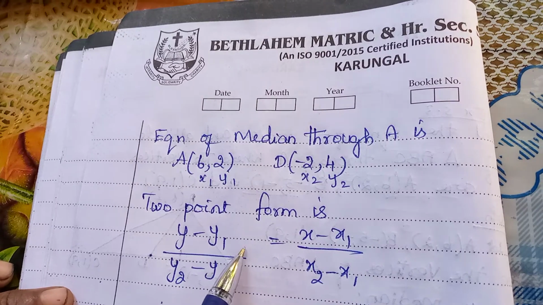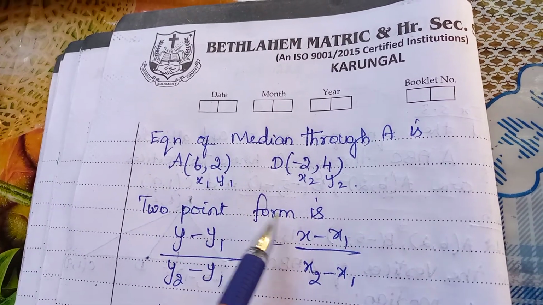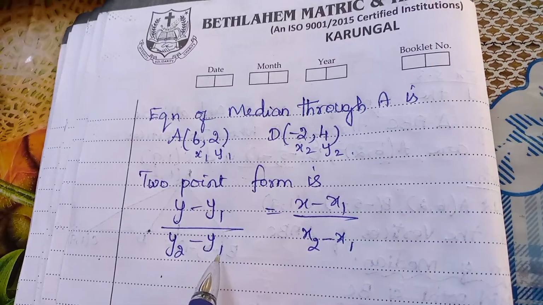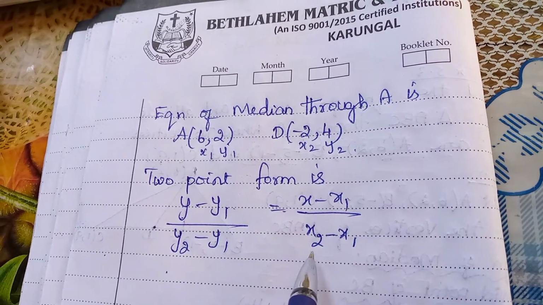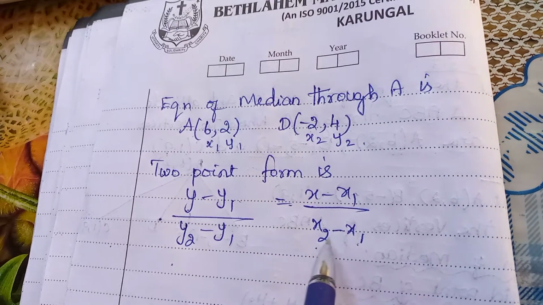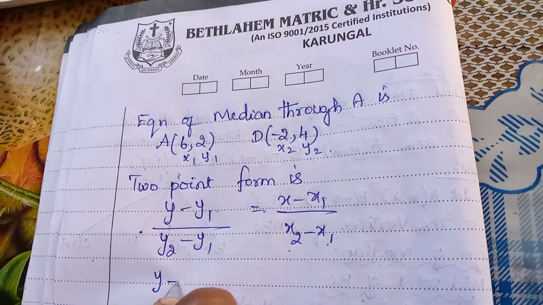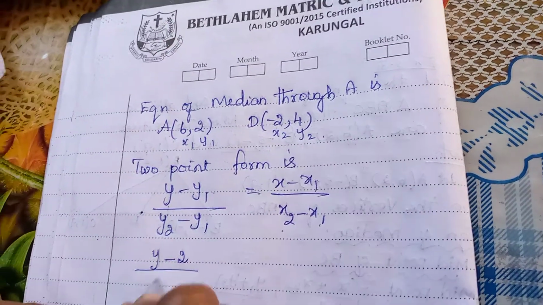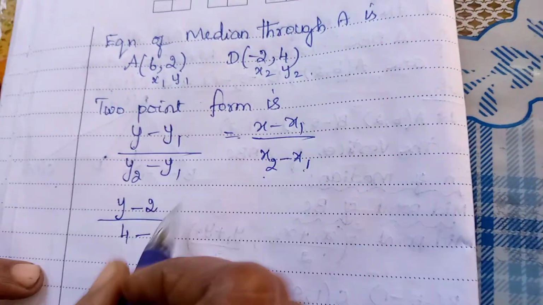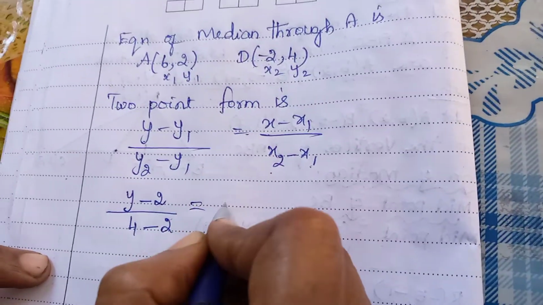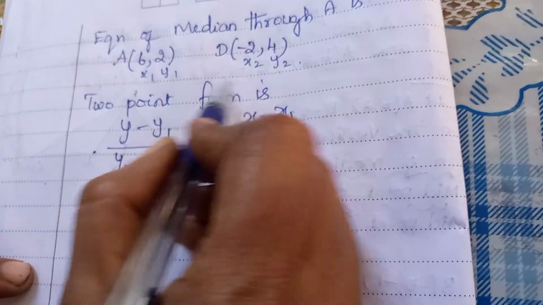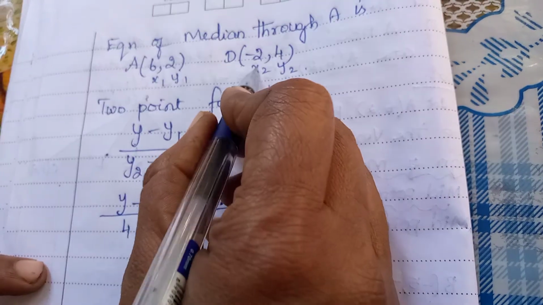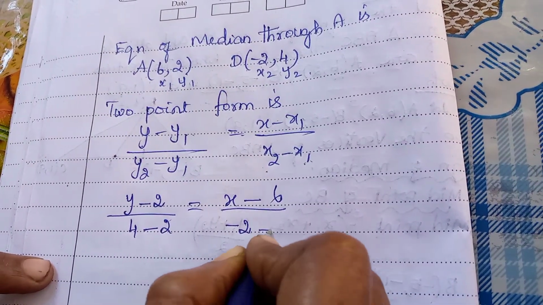To find the equation of the median we use the two point formula. What is the two point formula? (y minus y1) by (y2 minus y1) equals (x minus x1) by (x2 minus x1). Here y minus, what is y1? 2, divided by y2 minus y1. What is y2? 4 minus y1, which is 2. Equal to x minus, what is x1? x1 is 6, divided by x2 minus x1. What is x2? Minus 2 minus 6.